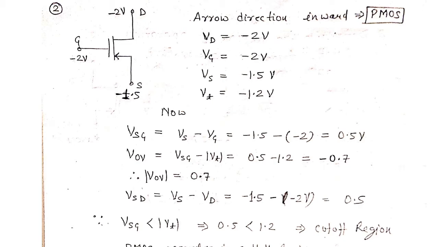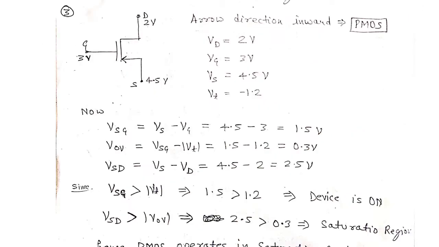Come to the next question, that is 3. From the symbol we can see that the arrow belongs to the source terminal, the opposite terminal is drain, and this terminal is gate. Okay, and we have to see the direction of the arrow. Since the direction of the arrow is inward, it means this device is PMOS. The drain terminal voltage is 2 volt, gate terminal 3 volt, and the source terminal is 4.5 volt.